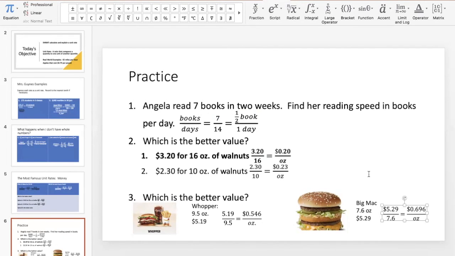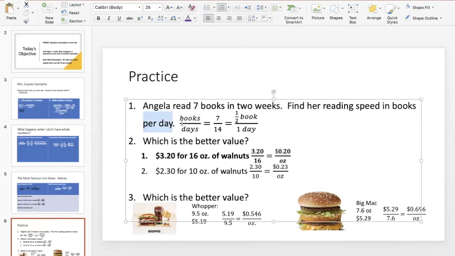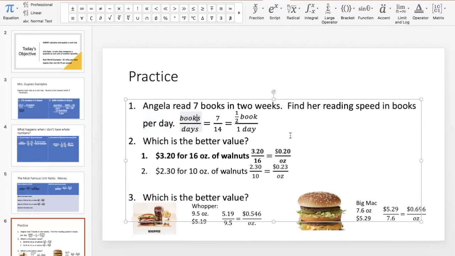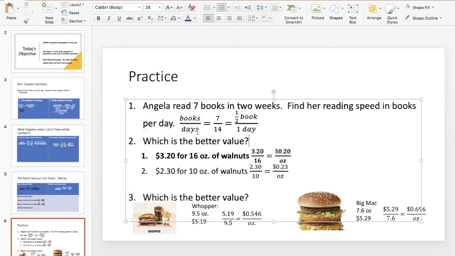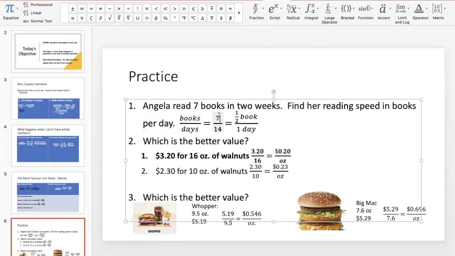says, Angela read 7 books in 2 weeks. Find her reading speed in books per day. Now this is tricky because our unit rate is per day, not per week. So you have to be really careful. So that's why I set up my key. It's books over days. Angela read 7 books in 2 weeks. Well, 2 weeks means 14 days. So when I set up my unit rate, I have to have 7 over 14. I divide 14 by 14 to get it to 1 day and 7 by 14 to get 1/2. So my unit rate is 1/2 book per day.